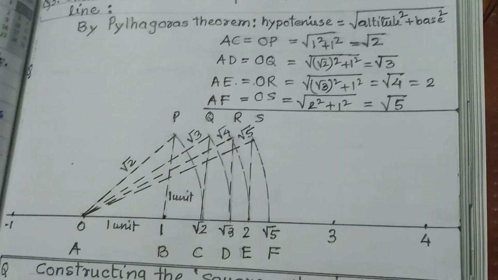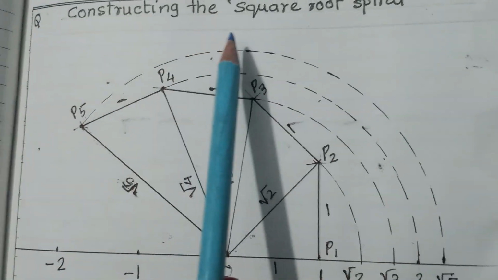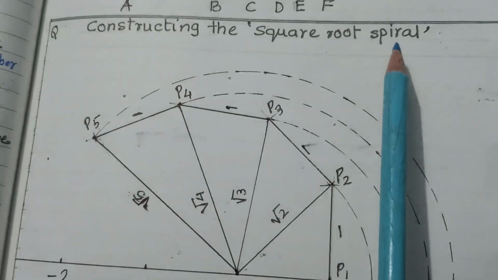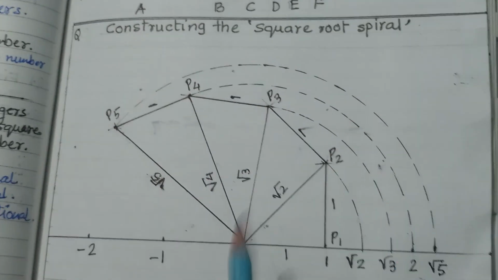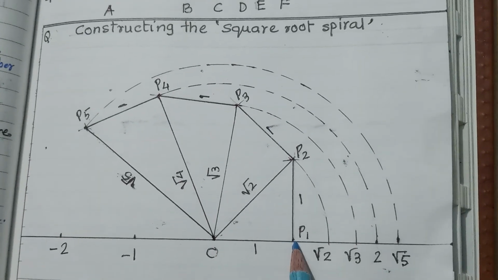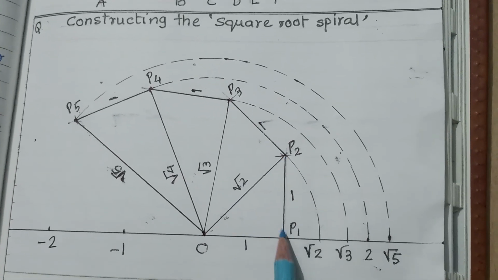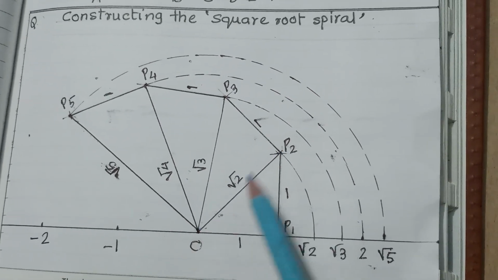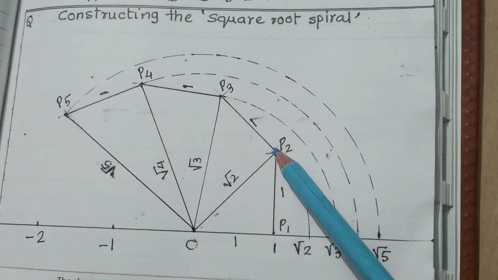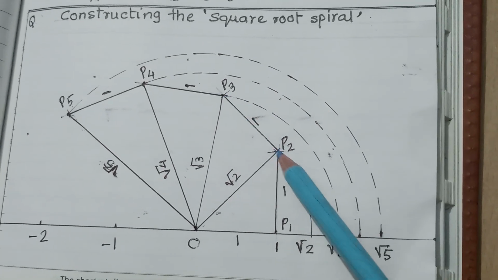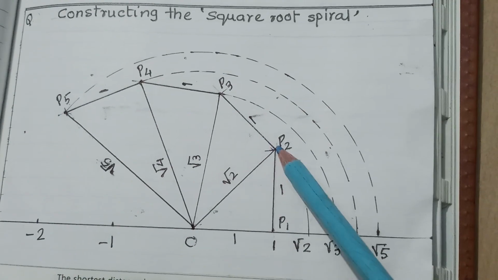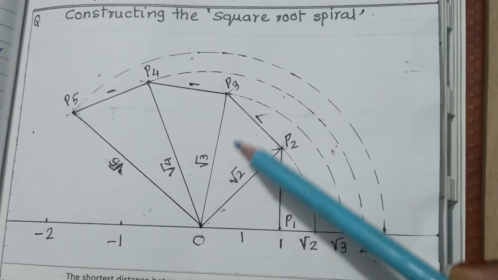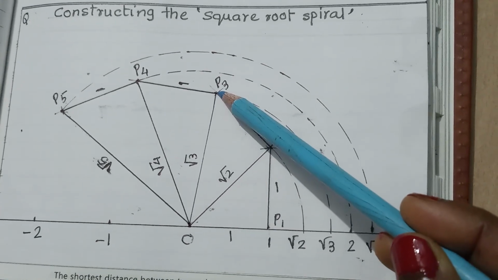Now next question is constructing the square root spiral. It is called the square root spiral. Same, this length is 1 and this is also 1. So this must be root 2: perpendicular square plus base square is root 2. From point P you draw a perpendicular with the protractor, and this same length you cut from here. So it is 1 square and root 2 square, it is root 3. It is the hypotenuse.